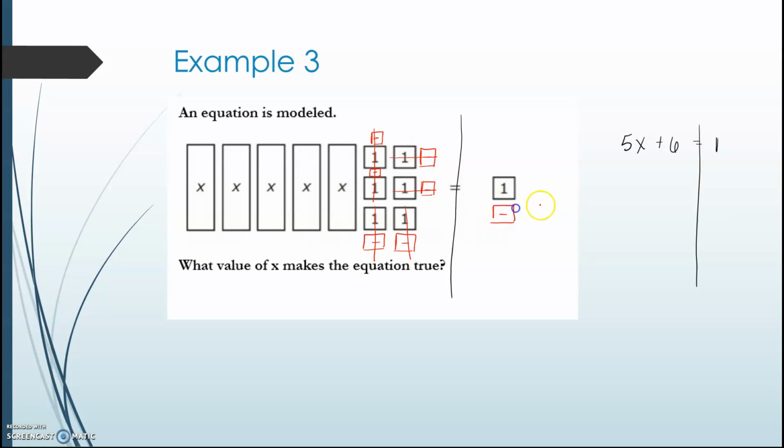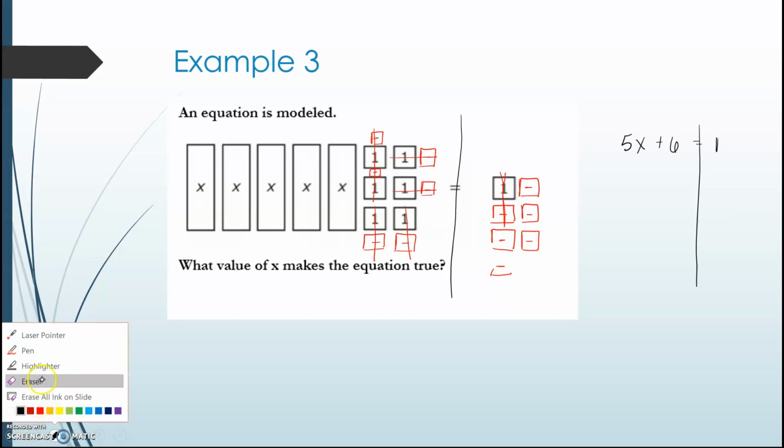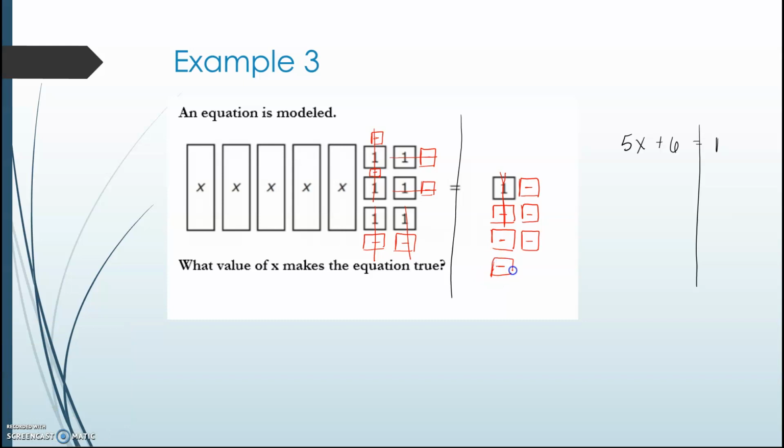So 1, 2, 3, 4, 5, 6. Okay, now these cancel on this side, right? Because a positive and a negative cancel each other out. So let me fix that little thing there. Okay, that was supposed to be canceled. All right, so basically I added -6, or I subtracted 6 from each side.